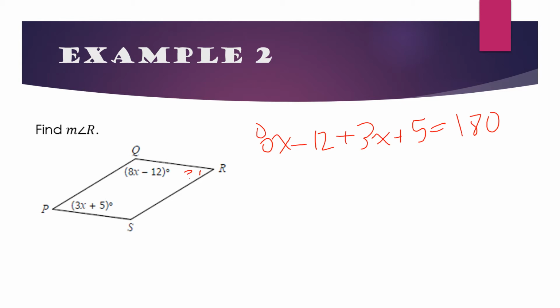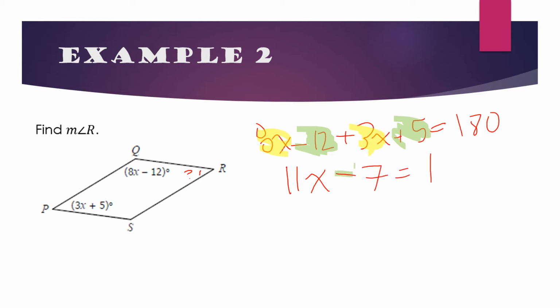So if I add 8x and 3x, that's going to give me 11x. If I combine negative 12 and positive 5, that's going to give me negative 7.